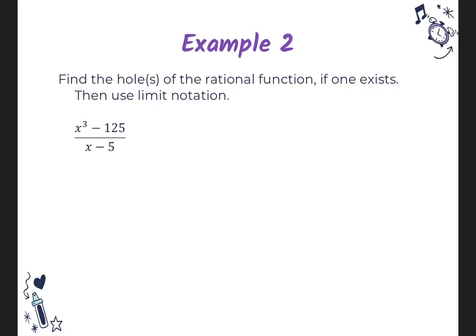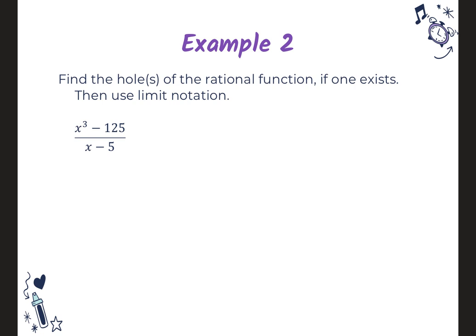All right, example 2: find the hole of the rational function if it exists, and then use limit notation. I purposely put this one in here because look at what's in the numerator. Do you remember what this is? It's a triple. Good. It's the sum or difference because it could be either. This time it's the difference of perfect cubes. Do you remember how to factor perfect cubes? Do you remember SOAP? Did anybody teach you SOAP?